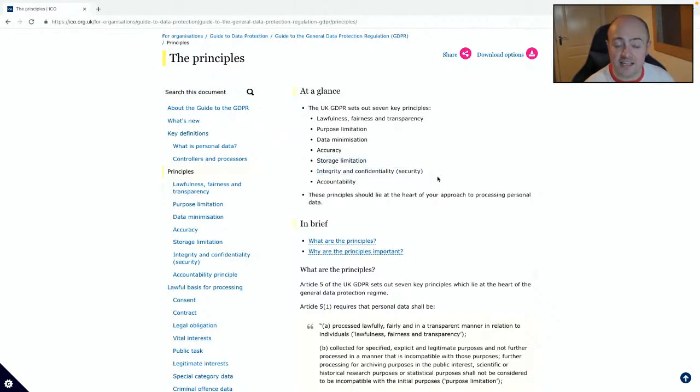Integrity and confidentiality is storing that data in a secure way. And then accountability is that I am accountable for that data as a business. If I store your data and it is hacked, the business is the organization that's responsible for that and can be fined a very, very large amount of money.